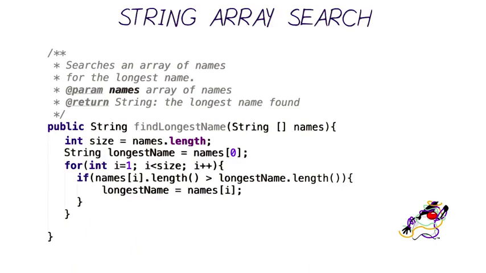It's very similar to finding the smallest number in an array as well, except that we're comparing if it's greater than rather than smaller than.